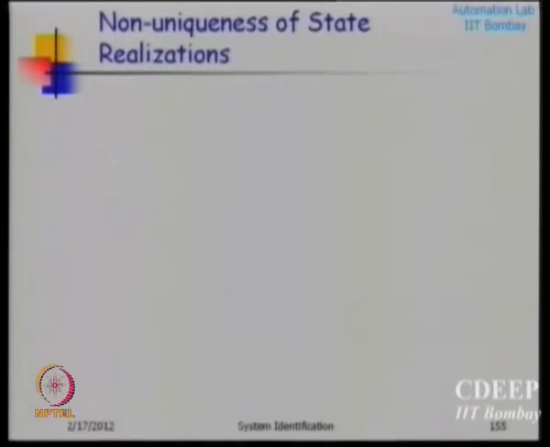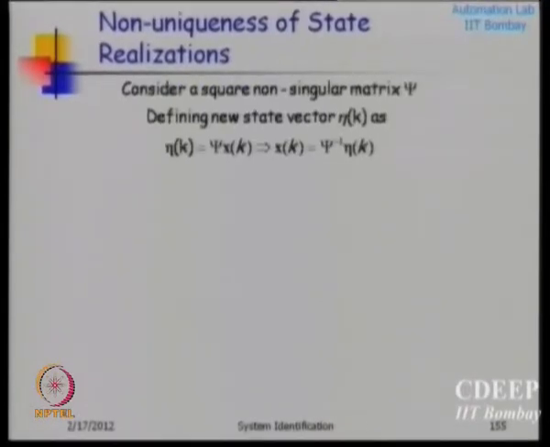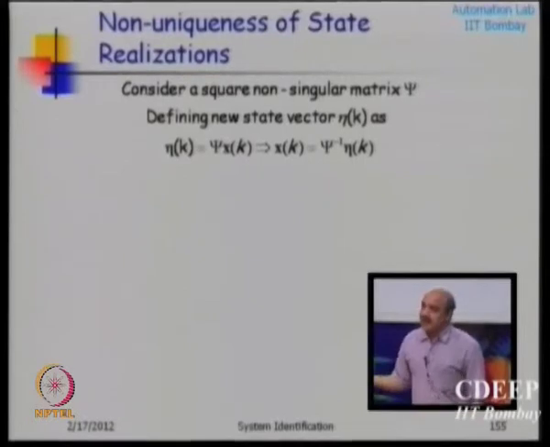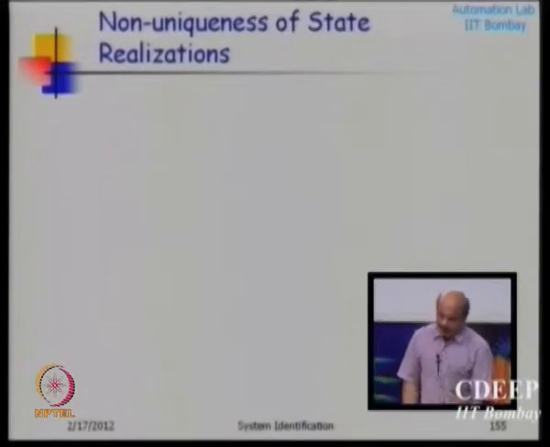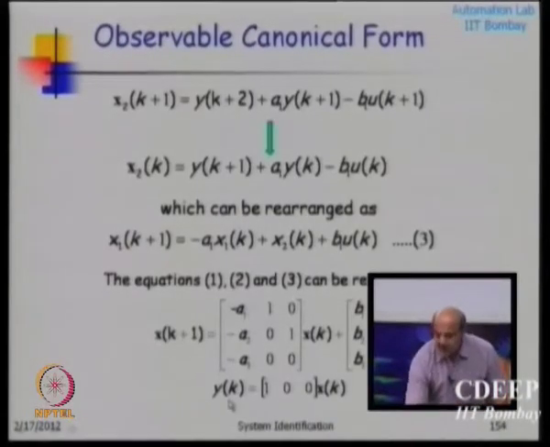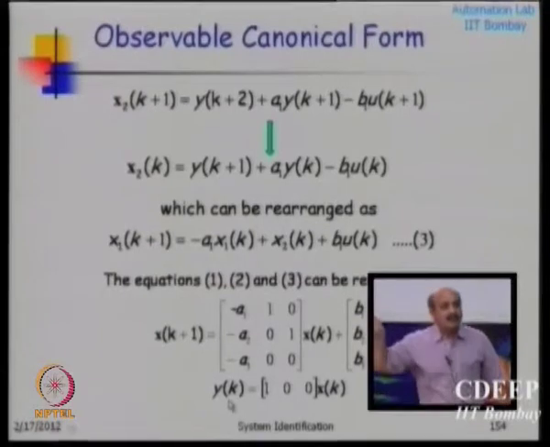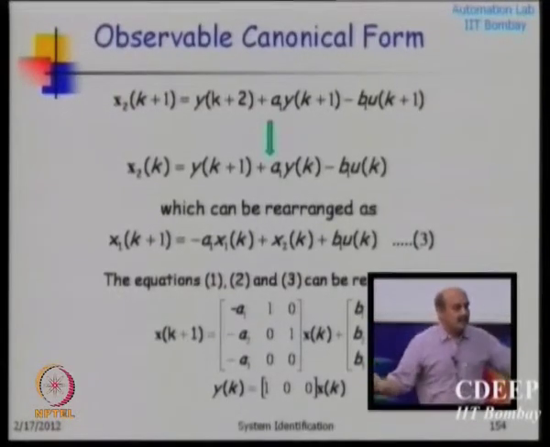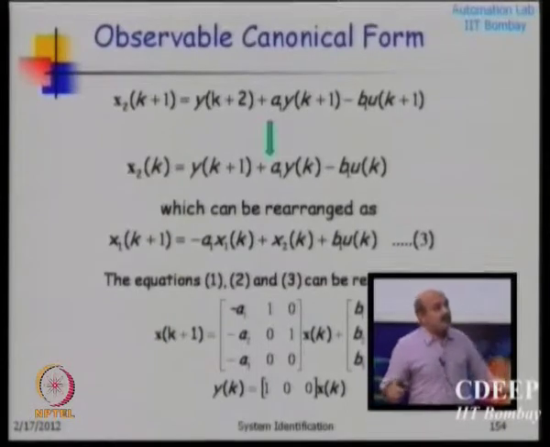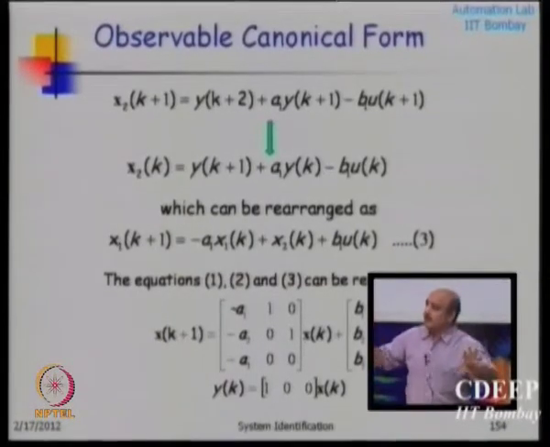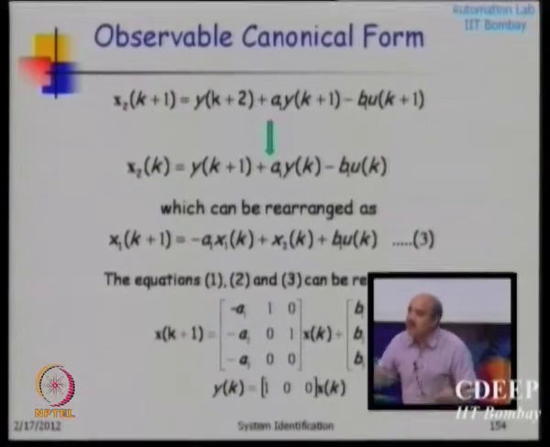In fact, you can do any transformation of this state by multiplying by an invertible matrix, and you can show that that is also a realization. So if I get this, and if I multiply both sides by an invertible matrix, I will get another state space form. That is very much possible, and even that new state space form will have the same transfer function. Transfer function is invariant. State realizations can be many.